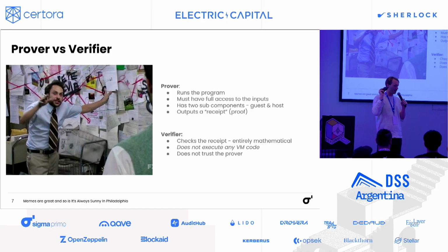And then they can be split. The prover gets split into two components, the guest code, which is actually what's proven, and then the host. And of course, they output a receipt, which is a proof, a mathematical proof, a small little thing.